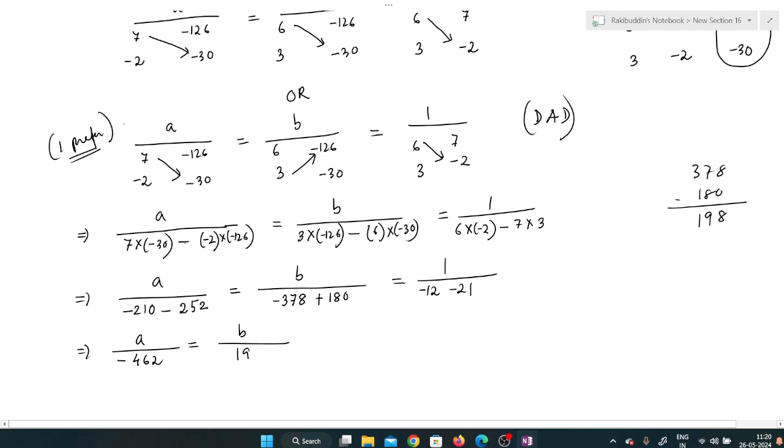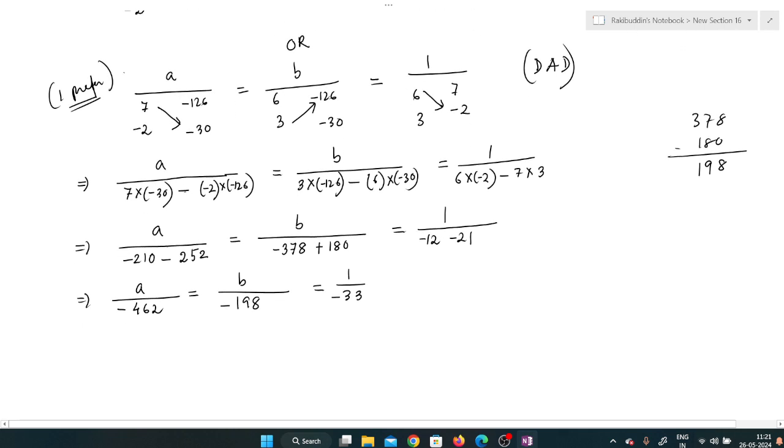Now 198 will be negative because the bigger number is negative, and this will be 1 by, let us add it, it will be 33. It will be 33 if I am not wrong. It is minus 33. Now you can see there are negative signs in all the things. Now next step, you need to be careful how to proceed with this.